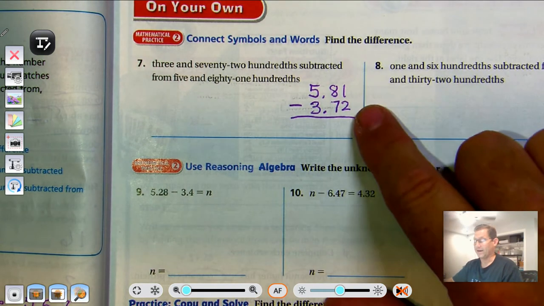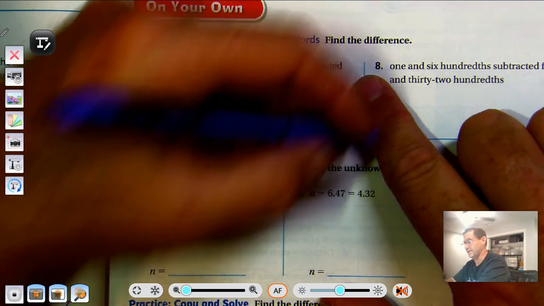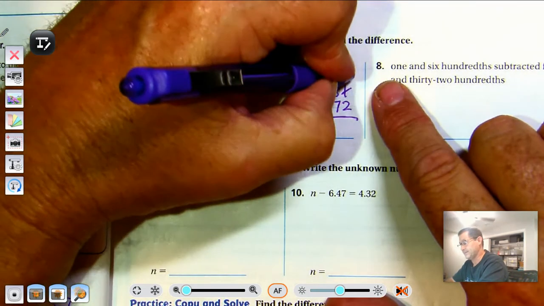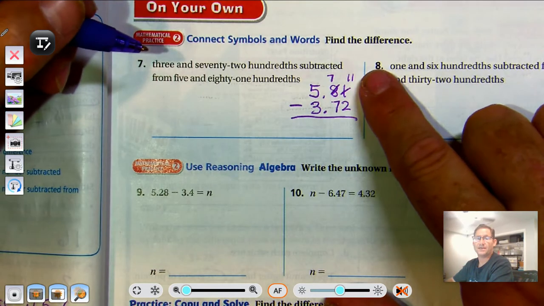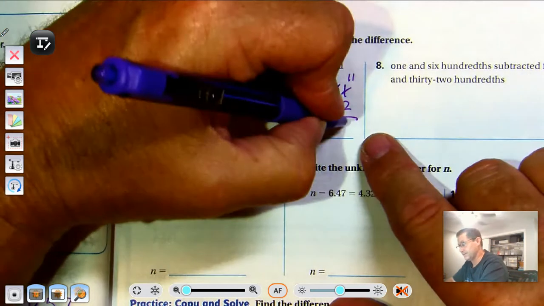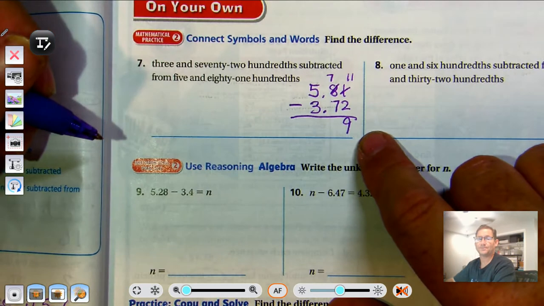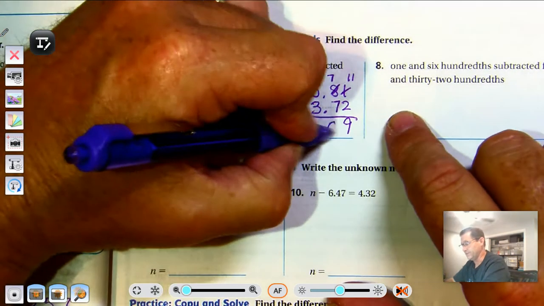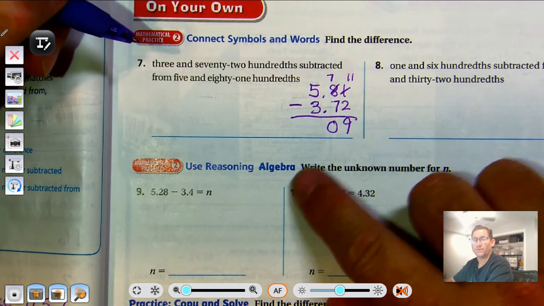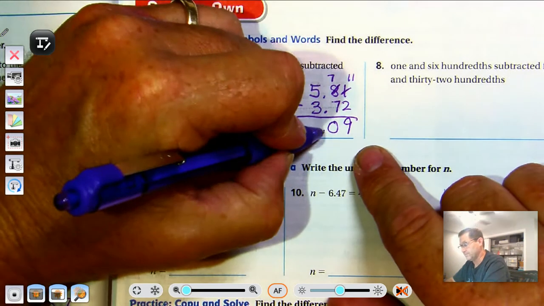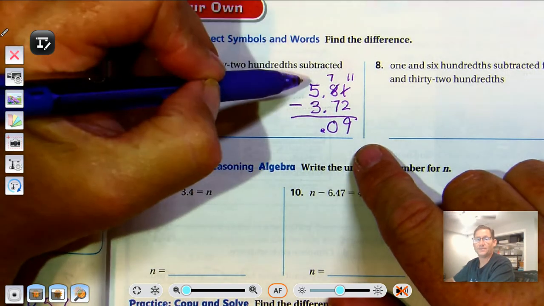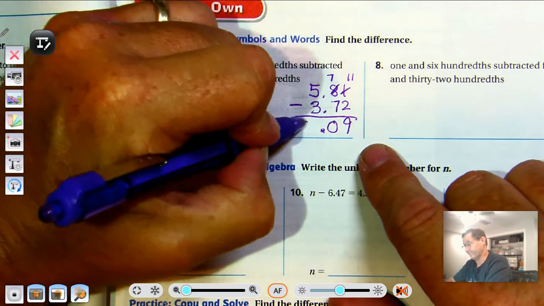All right, now I can't take 2/100 from 1/100. So let's regroup from the tenths. So now 11/100 take away 2/100 is 9/100. 7/10 take away 7/10, that's just 0/10. We're finished with the decimal portion. Bring down your decimal point. And now let's move to the ones. 5 ones take away 3 ones, 2.